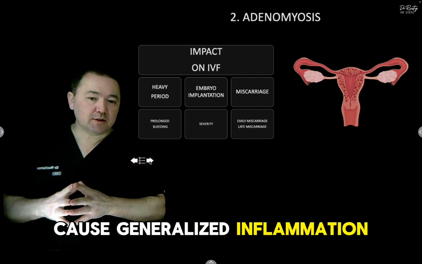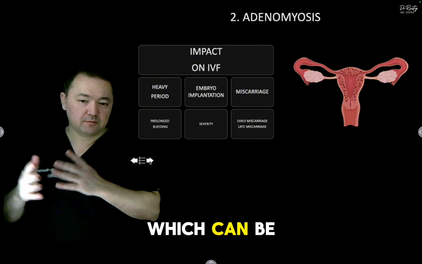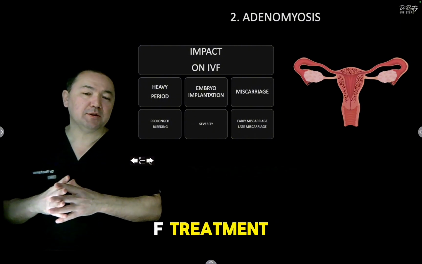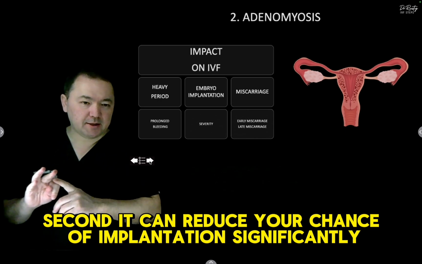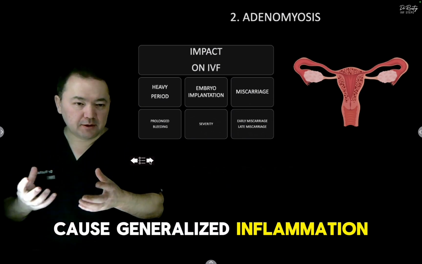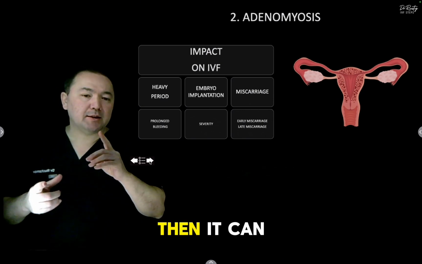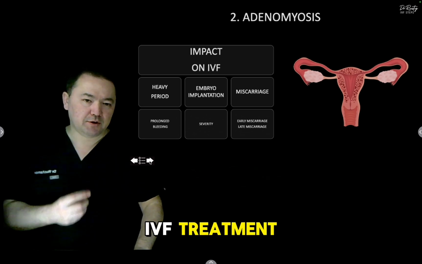So adenomyosis, the adenomyosis can cause heavy period, which can be a nuisance during IVF treatment. Second, it can reduce your chance of implantation significantly because it does cause generalized inflammation of the uterus. Then it can also cause ectopic pregnancies and miscarriages during IVF treatment.